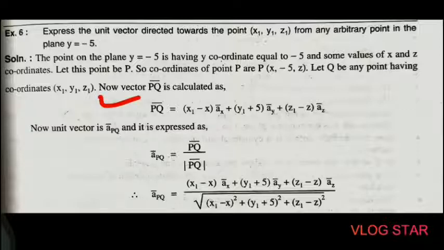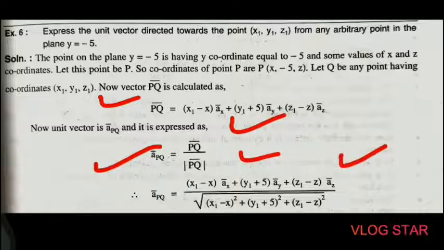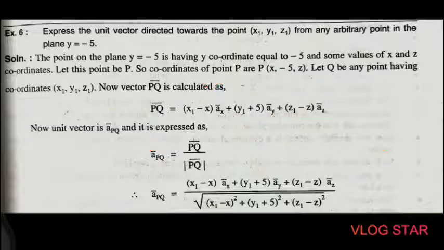Then after that we have to calculate here the unit vector aPQ bar, which is given by aPQ bar is equal to PQ bar upon mod of PQ. We know the value of PQ bar, that is x1 minus x ax bar plus y1 plus 5 ay bar plus z1 minus z az bar, divided by mod of PQ, which becomes the root of x1 minus x whole square plus y1 plus 5 whole square plus z1 minus z whole square. So in this way we can calculate the unit vector of PQ bar. Okay.